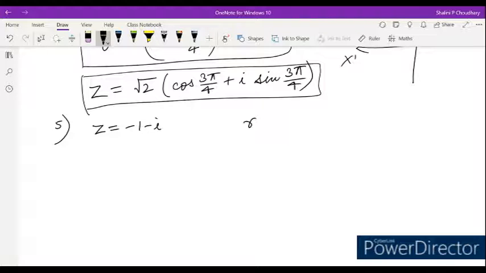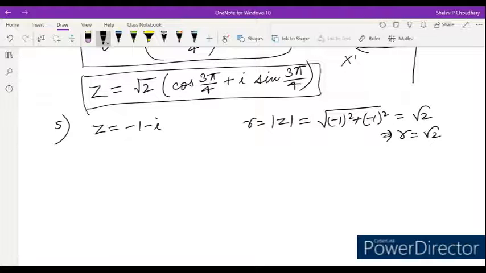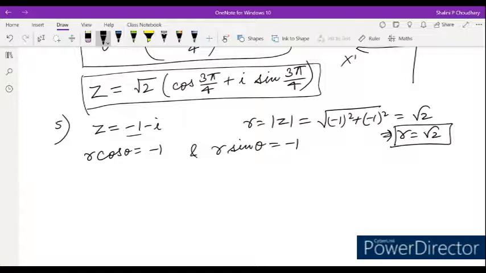Okay, so the value of r will be modulus of z, that is equal to square root of -1 square plus -1 square, that will be equal to square root of 2. It means r will be equal to square root of 2. Now we have to find out, so this is the x value, and r cos theta is equal to -1, and r sin theta will be equal to -1. Okay, and r is equal to √2, it means cos theta will be equal to -1 upon √2, and sin theta will be equal to -1 upon √2.